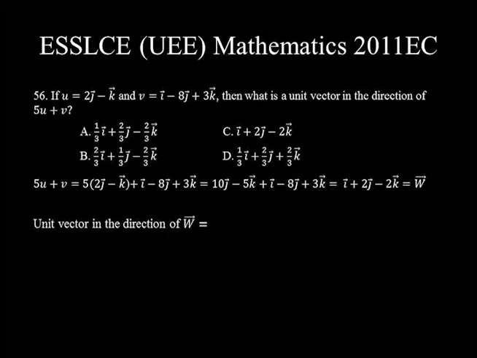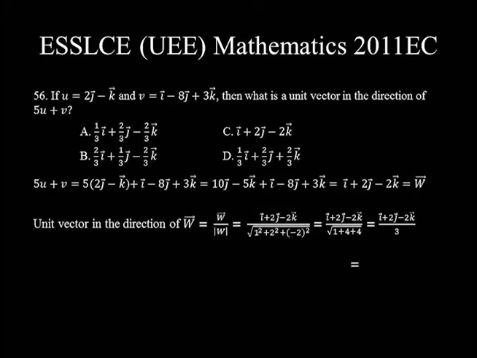The unit vector in the direction of w is equal to the vector w divided by the magnitude of w, which is equal to i plus 2j minus 2k divided by the magnitude of w. The magnitude is the square root of the coefficient of i squared, that's 1 squared, plus the coefficient of j squared, that's 2 squared, plus the coefficient of k squared, that's negative 2 squared. That is 1 plus 4 plus 4, which is 9, and the square root of 9 is 3. Splitting this expression, that's 1 over 3 i plus 2 over 3 j minus 2 over 3 k. The correct answer is choice A.